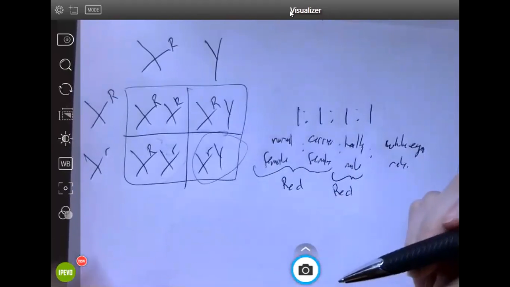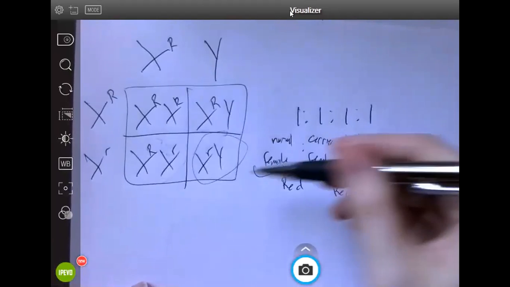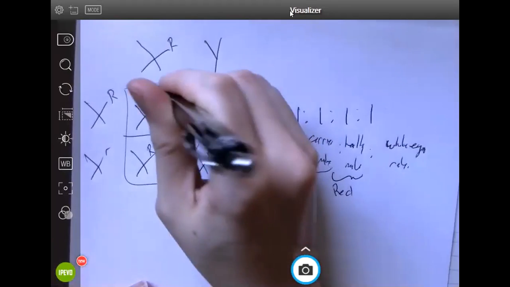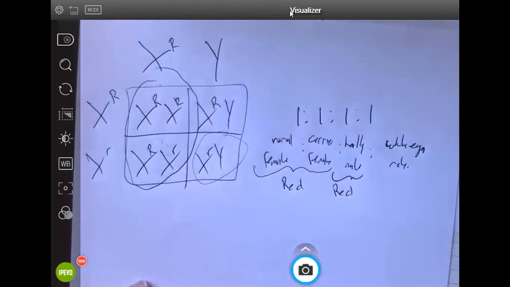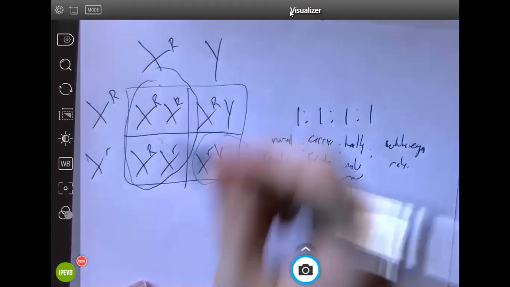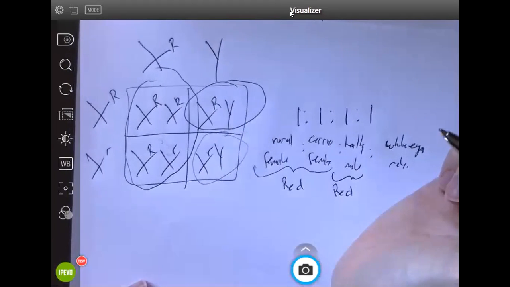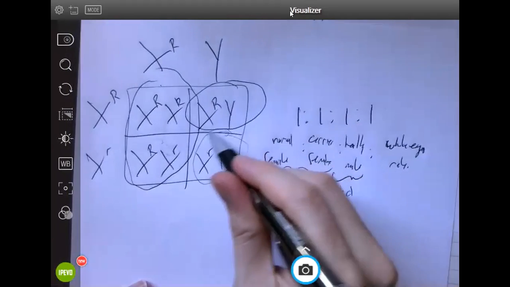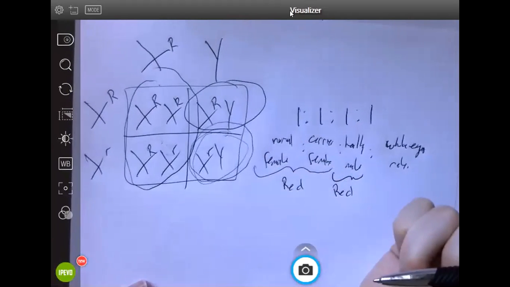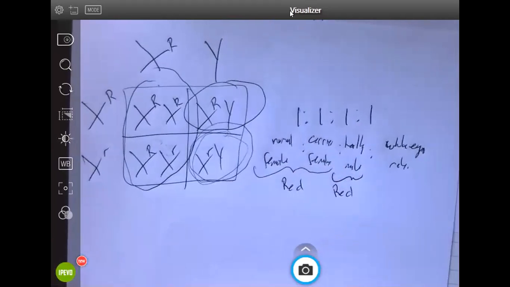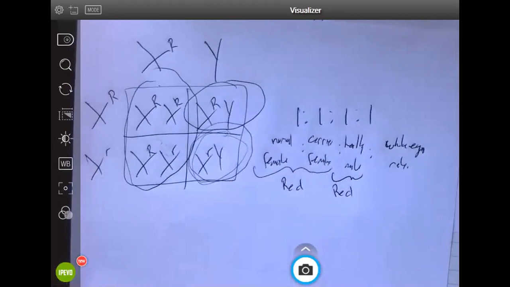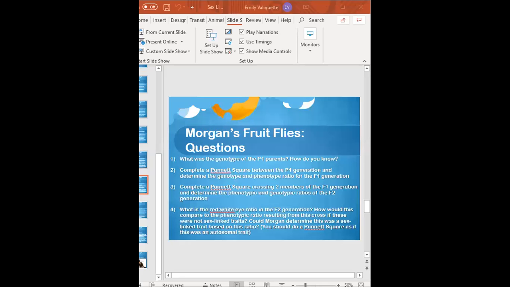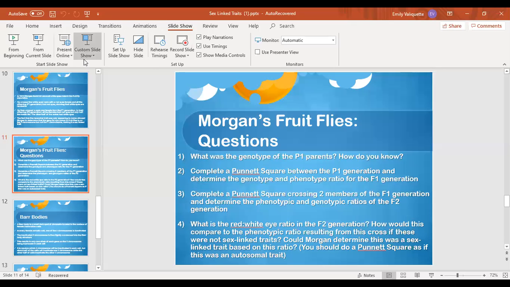So that matches up with what Thomas Morgan said. He said in the F2 generation, all of the females had red eyes and half of the males had red eyes, while the remaining half of the males had white eyes, which is exactly what we're seeing here. Okay. So that matches up pretty closely with what Morgan saw.